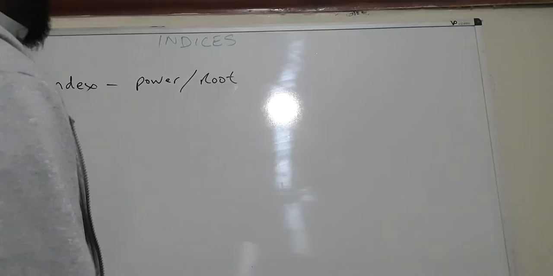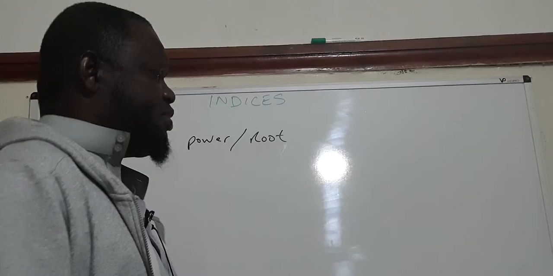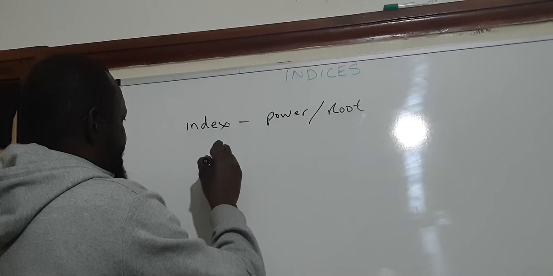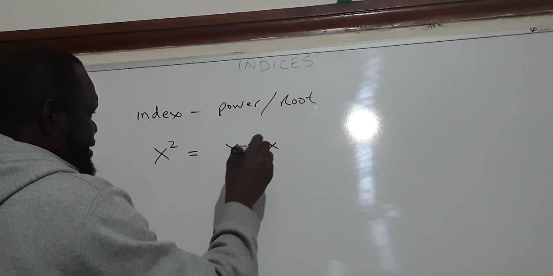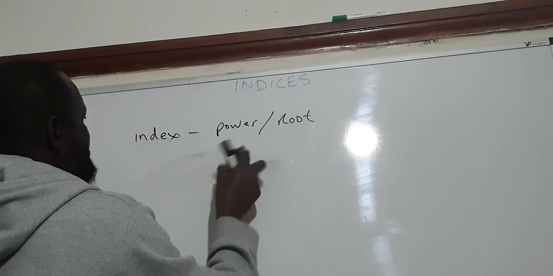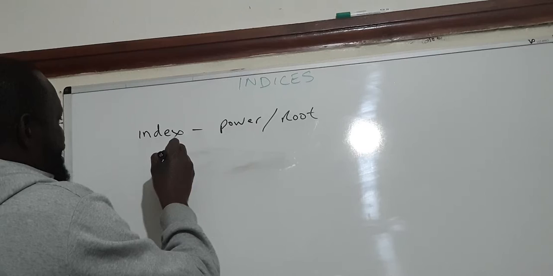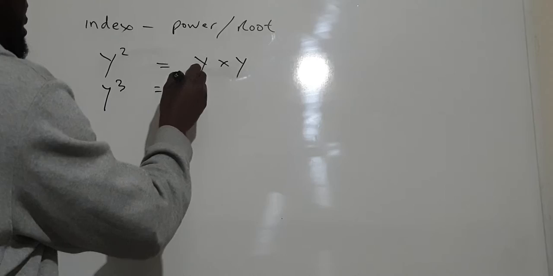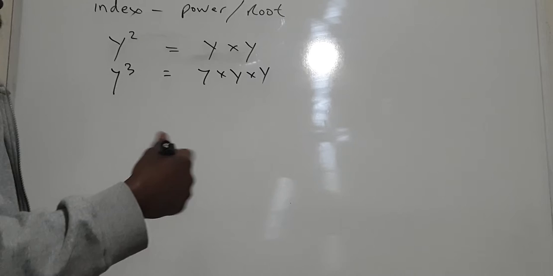Now, index involves a lot of rules. If you master those rules, you can solve any indices problem. We have done standard form before. Now, first of all, we all know this. When we say x square, what we mean is x is multiplied by another x. Don't be confused by that. This means multiplying, but this one means x. So I use y then. When we say y square, we mean y times y. We have done this before. When we say y cube, we mean y times y times y, and on and on. This is the basic of it.